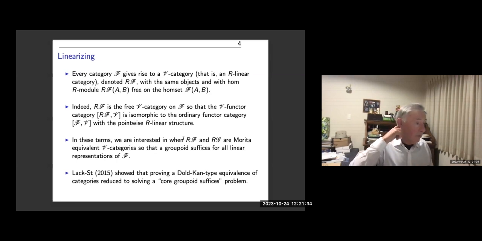So if you're looking at the representations, which are now additive functors from RF into V, it's equivalent anyway, or isomorphic actually, to the original category of representations of F. We want to deal with additive categories rather than all categories. So that's why I'm wanting to linearize everything.